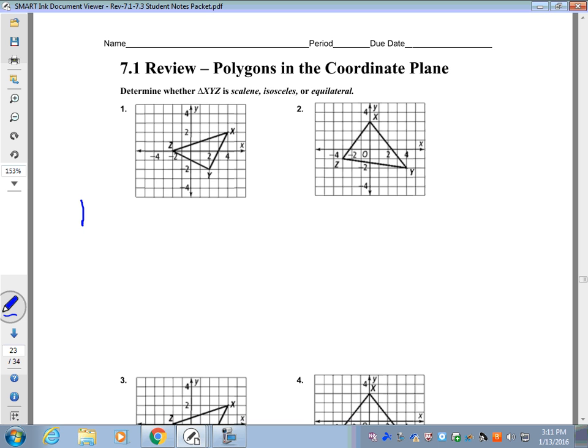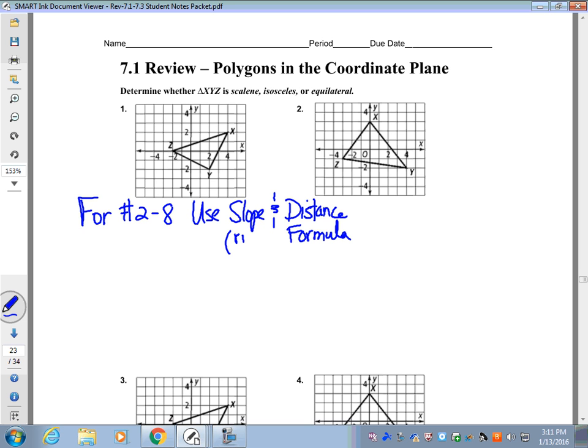Right in here for 2 through 8. Sorry. For numbers 2 through 8, you're going to have to use slope and distance formula. When I'm talking about slope, you can do your rise over run, especially when they give you the graph. That makes you work smart, not overwork, okay?